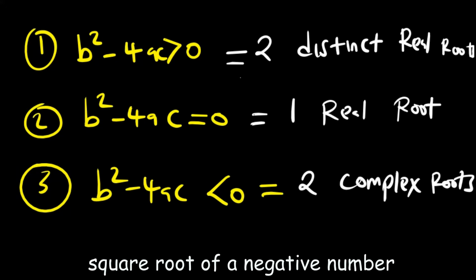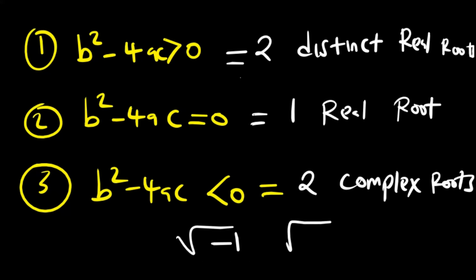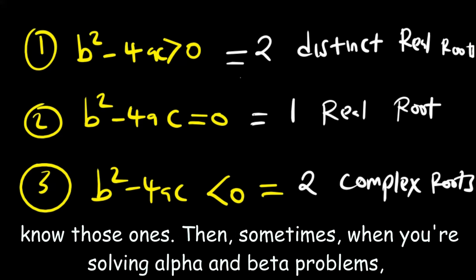Okay, complex roots, we're talking about you having the square root of a negative number. It can be the square root of -2. So basically the square root of a negative number gives you a complex number. So it's very important for us to know those ones.